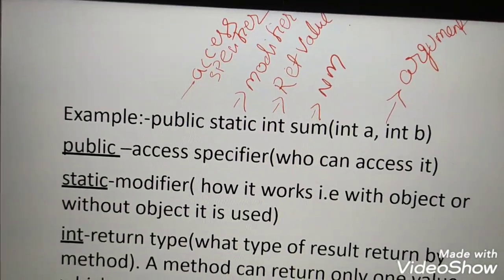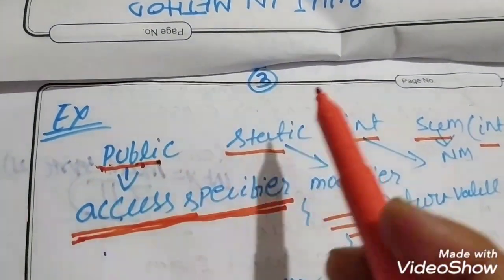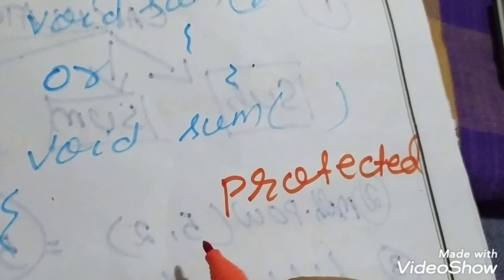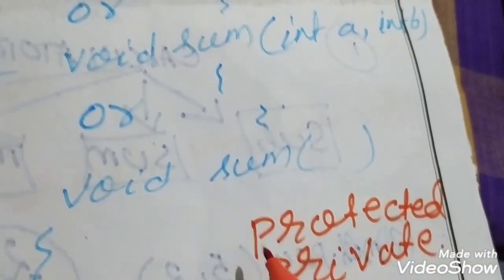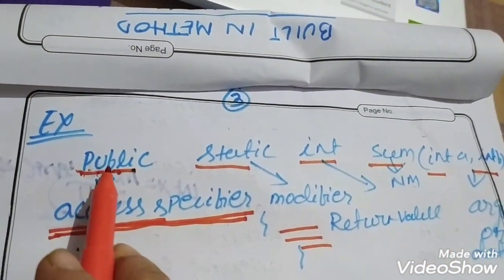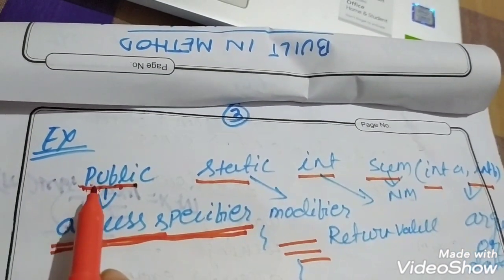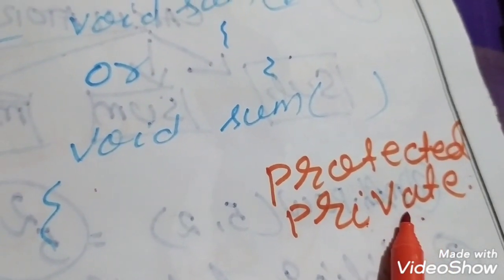Now what is the meaning of public? Other than public, there are two other access specifiers. That will be protected and private. So instead of writing public, we also can write protected or private. That certain restriction is given to the method, that who can access it. Public means access by all. Private and protected means there is certain restriction to access the method.